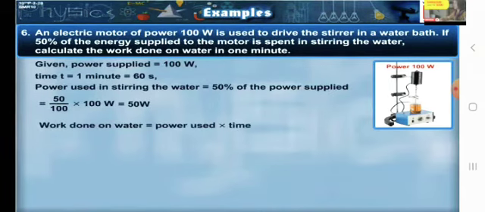Work done on water is equal to power used into time, which equals 50 watt into 60 seconds, which equals 3000 joule.